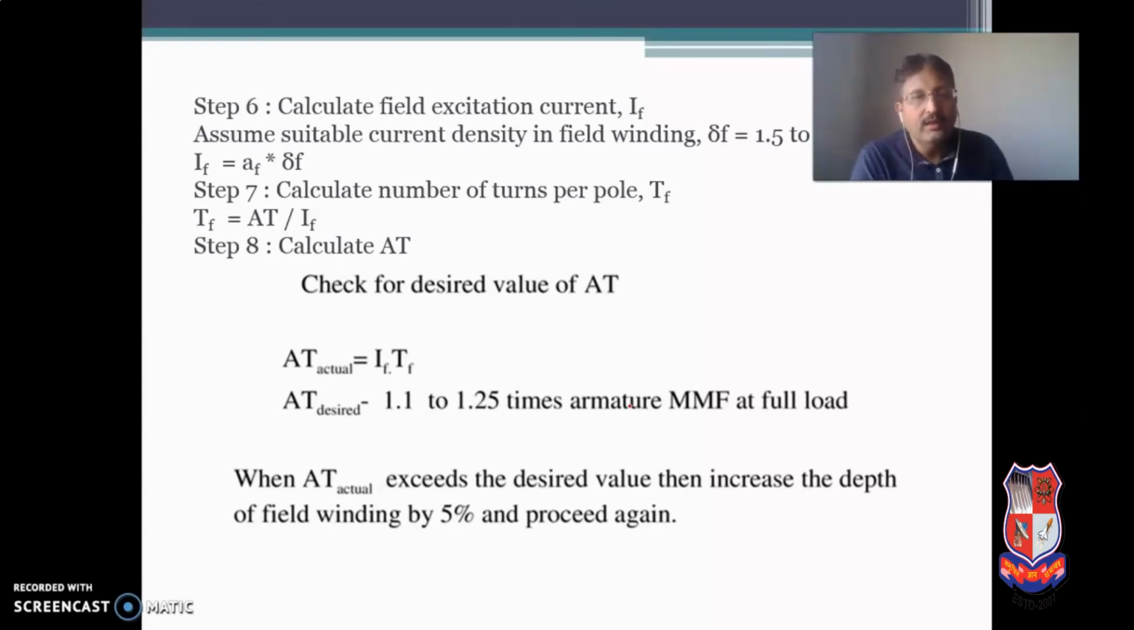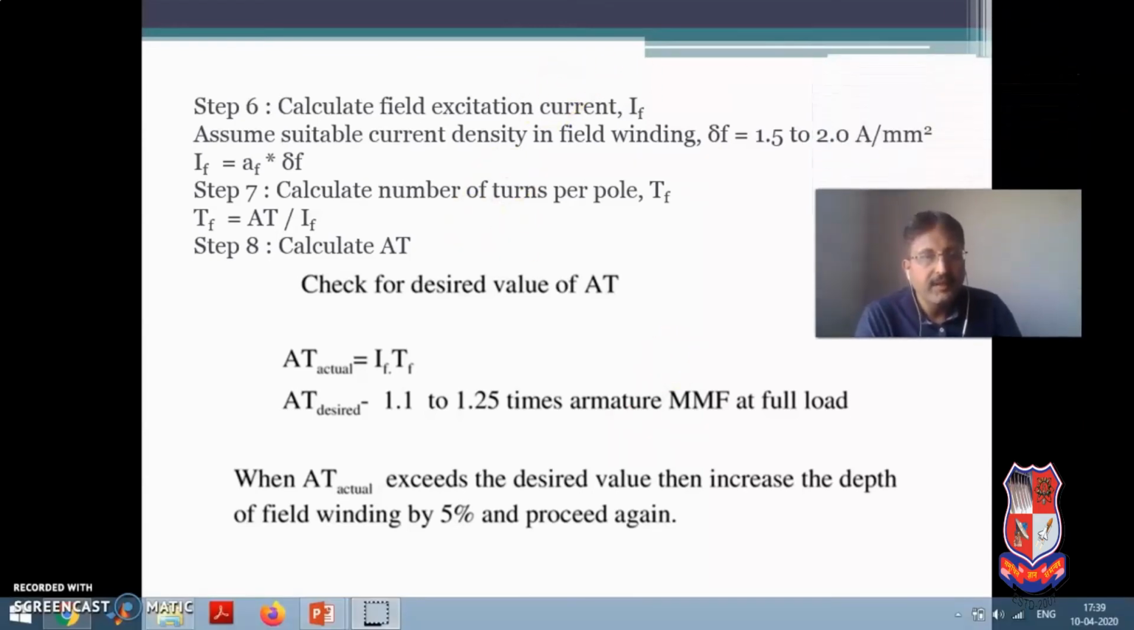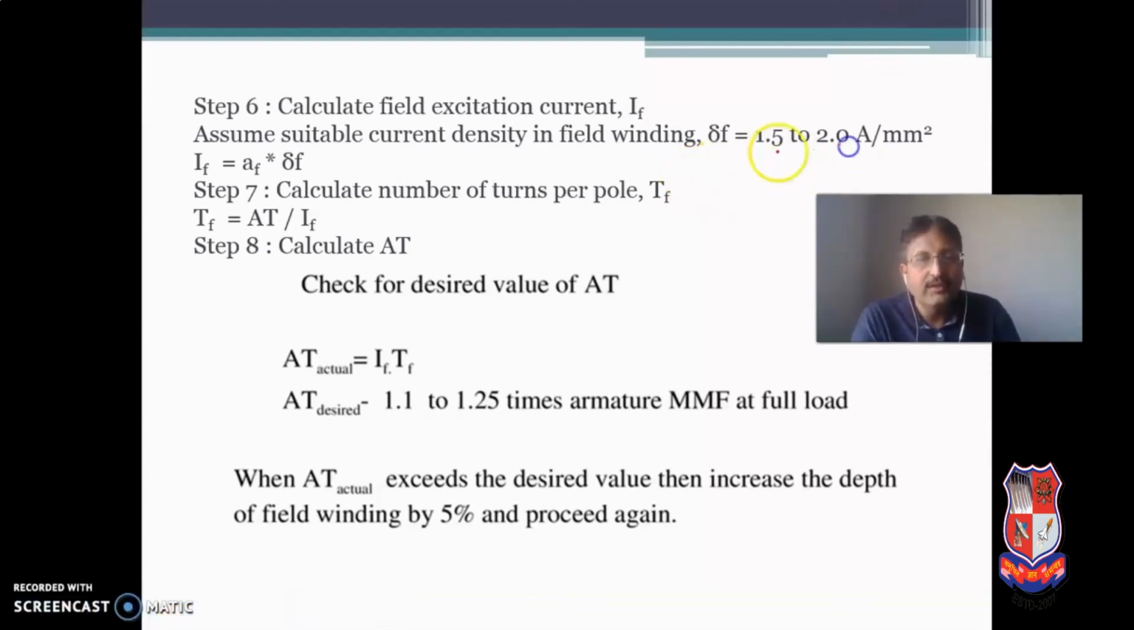So you have to assume the current density. The current density should be 1.522 ampere per mm square for the shunt field winding used. Once you assume a value, you can find out the actual current in the field winding, AF into delta F. Once you got this, you can calculate the number of turns TF, that is AT by IF. Then calculate the AT. AT is IF into TF, what we have calculated in step 6 and step 7. That will give you the AT actual.